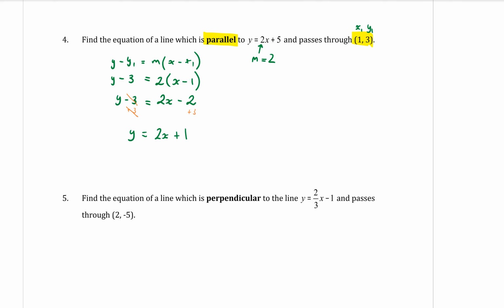So that is the equation of a line that is parallel, because you can see it's y equals 2x plus 1, and the other one was 2x plus 5. They just have a different y-intercept, but they both have the same gradient.